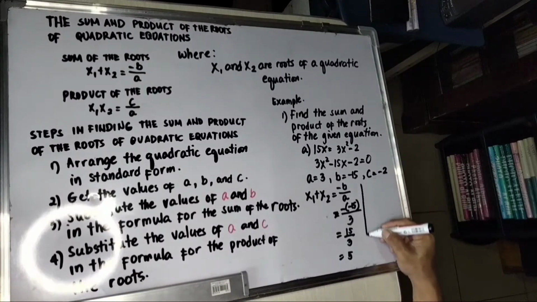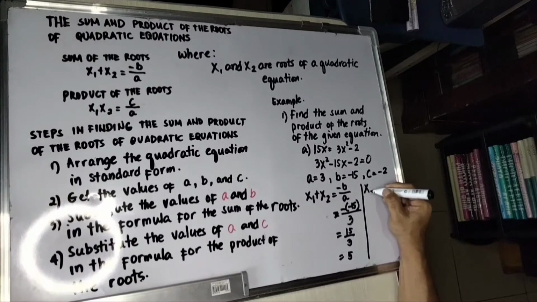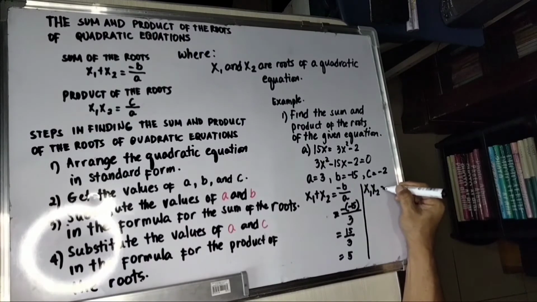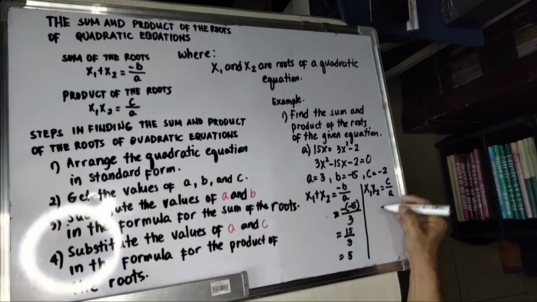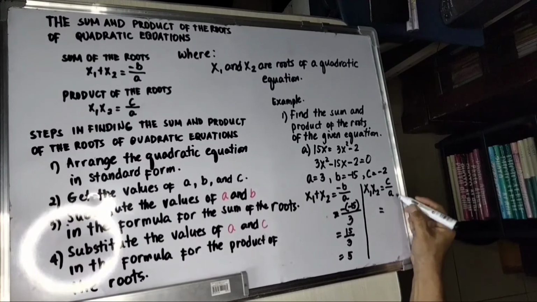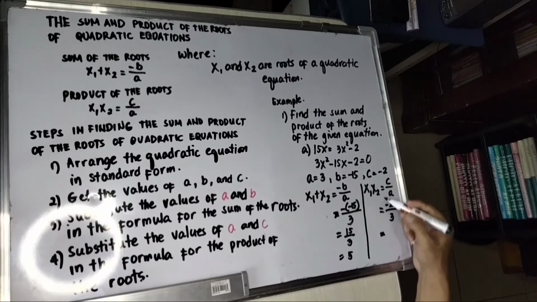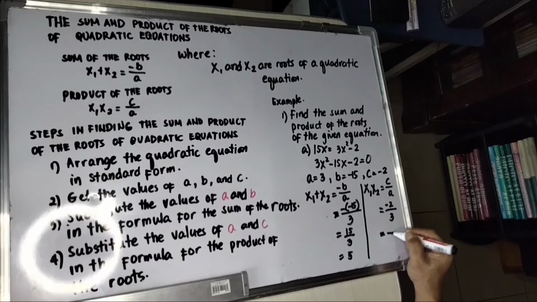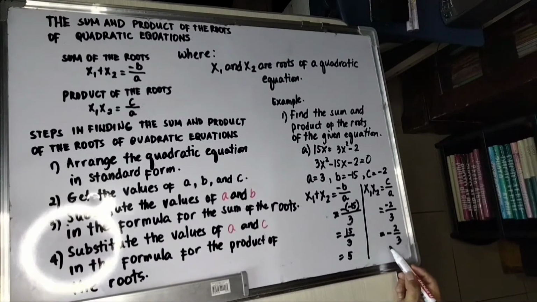For the product of the roots, we have x sub 1 times x sub 2 equals c over a. So c is negative 2, then a is 3. So the value of the product of the roots is negative divided by positive is negative, then 2/3. And this is now the product of the roots. So the sum of the roots is 5, and then the product of the roots is negative 2/3. That's all.